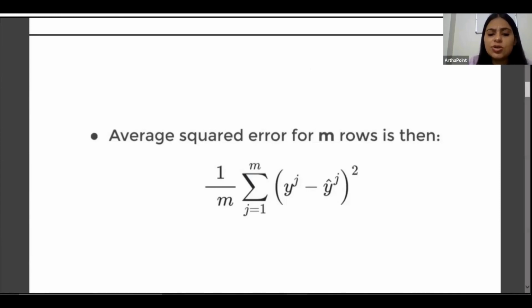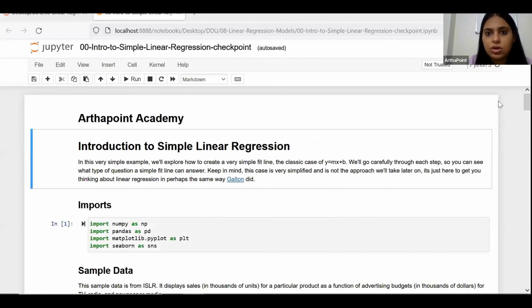Let me now take you through a simple code to understand this linear regression. After today's lecture, I will share this with you, and you can also practice this on your own.